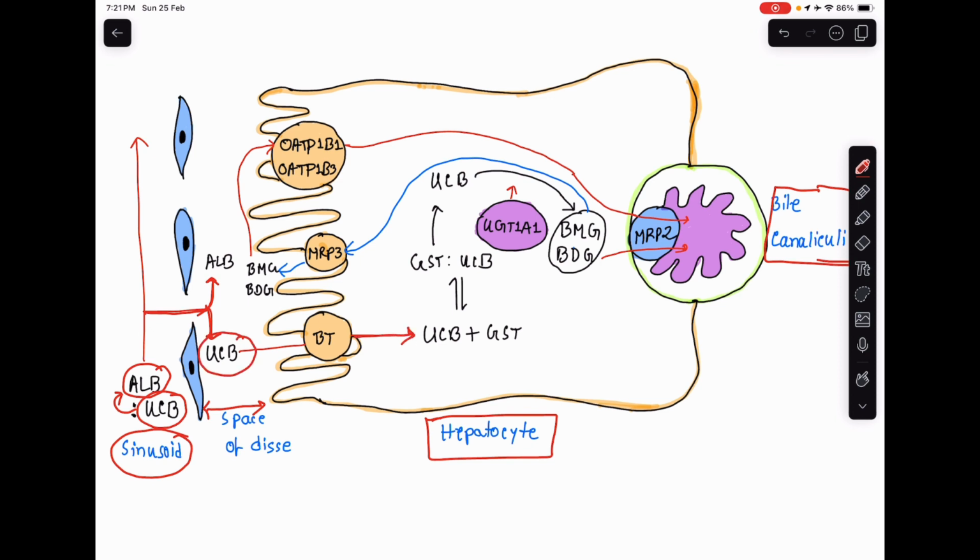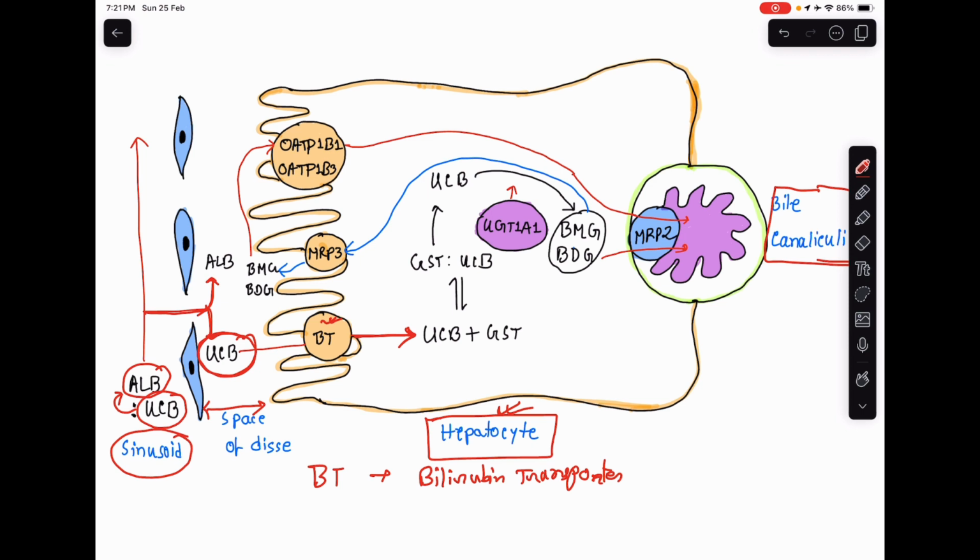In the space of Disse, albumin is detached from the unconjugated bilirubin and unconjugated bilirubin enters the hepatocyte with the help of a carrier mediated protein. The exact carrier mediated protein is not known, but they are called bilirubin transporter. BT stands for bilirubin transporter. So this transporter helps in uptake of unconjugated bilirubin inside the hepatocyte.